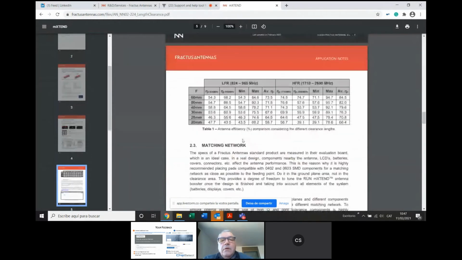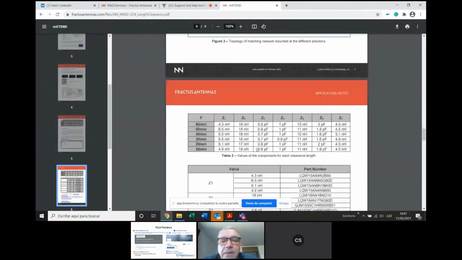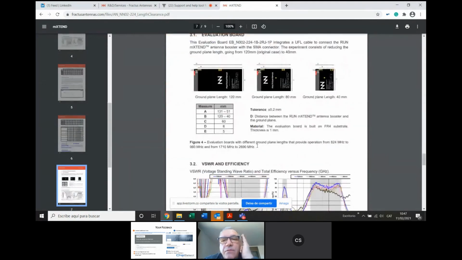You have a table here showing the influence of the different clearance areas in the low frequency range, for instance 824 to 960, as an example. The efficiency drops from 73 to 58 if we reduce the clearance area from 60 to 20 millimeters. It's not much, but it shows the influence. The other experiment that we performed in our lab is to maintain the clearance area constant and change the PCB area.